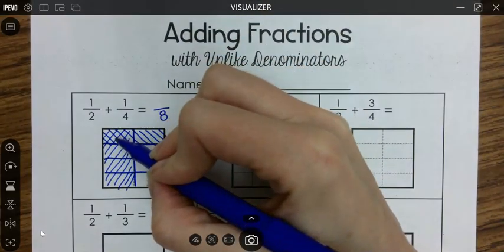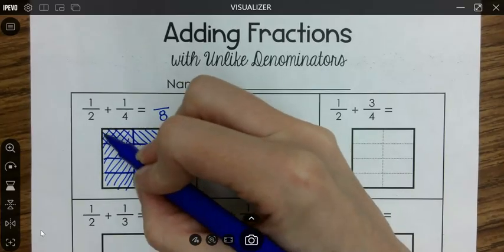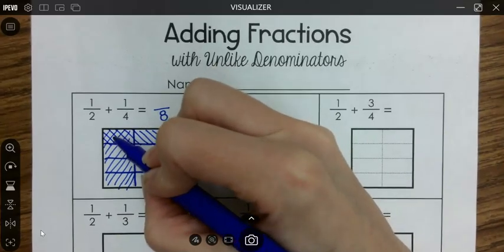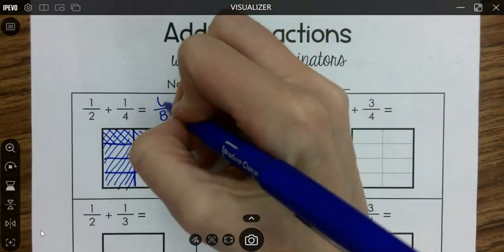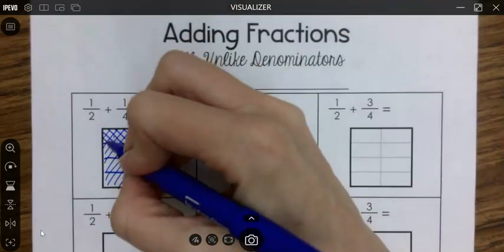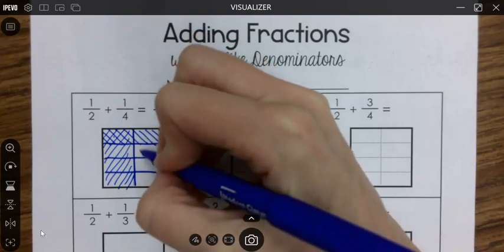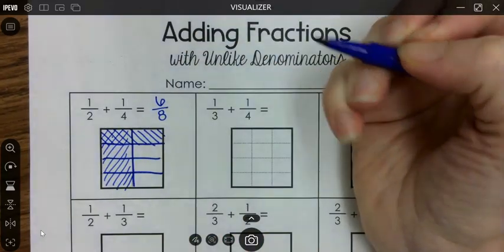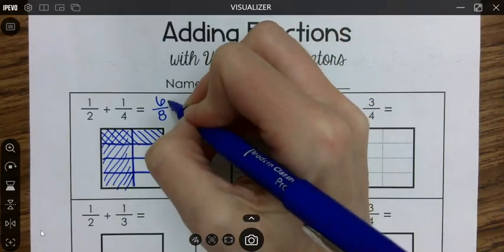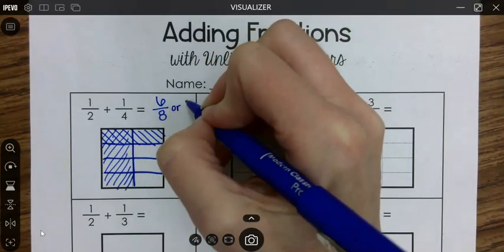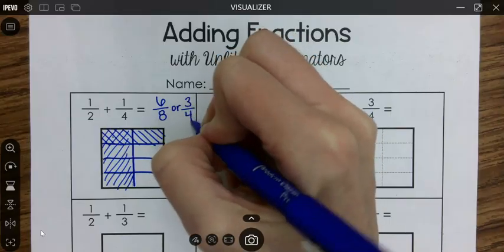Well, this one here is double shaded because I had shaded this way and then that way. So this counts as 1, 2, 3, 4, 5, 6. So 6/8. So I could also take this one since it's double shaded and shade right there instead. So 6/8. Or if I wanted to simplify that, I could divide these both by 2, or cut them in halves, which would be 3/4.